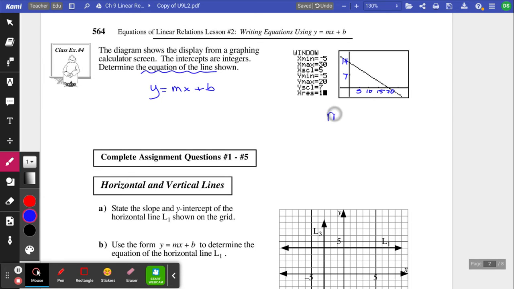Let's go find the slope over here. I went down 14 and over 20. So really I have negative 7 over 10. You know what I mean? Do I need that slope?